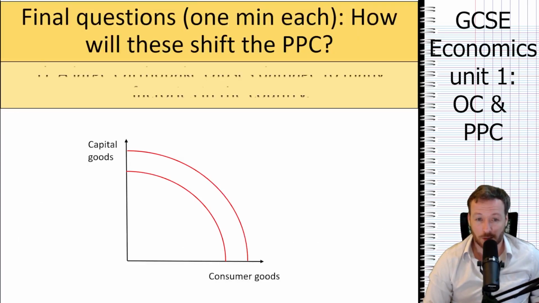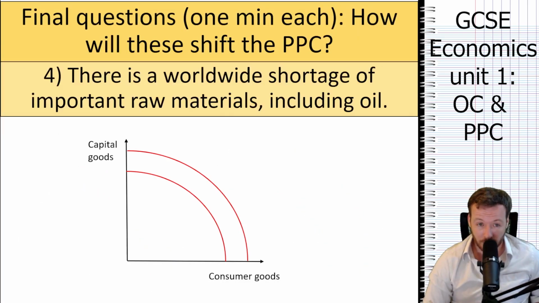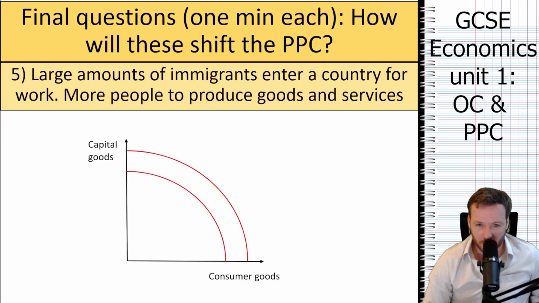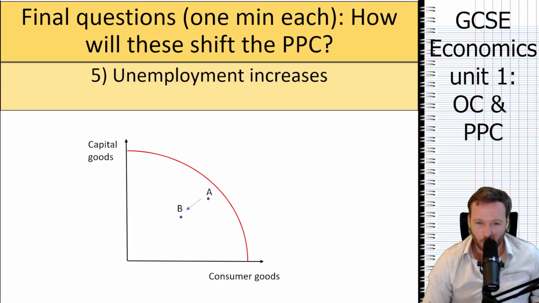unemployment increases. Now, this is one which tricks a lot of people. We move inside the line. So we still have the same number of people that can do the same number of jobs and the same number of factories that can produce on this line. However, in this case, at the moment, because unemployment has increased, these people are not working even though they could work, meaning that we haven't achieved perfect efficiency. We're not on the line.